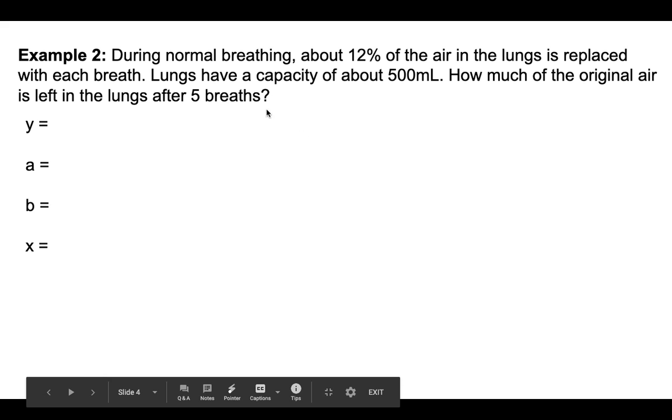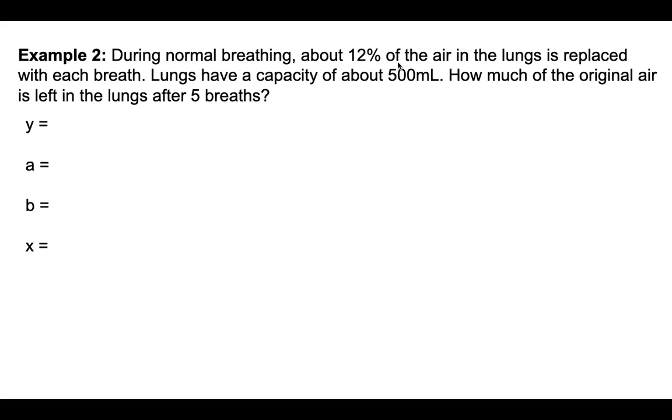Okay. During normal breathing, about 12% of the air in the lungs is replaced with each breath. Lungs have a capacity of about 500 milliliters. How much of the original air is left in the lungs after 5 breaths? Okay, so we have our 4 variables. We need to figure out which. We have 1, 2, 3 numbers, so which one goes with which.